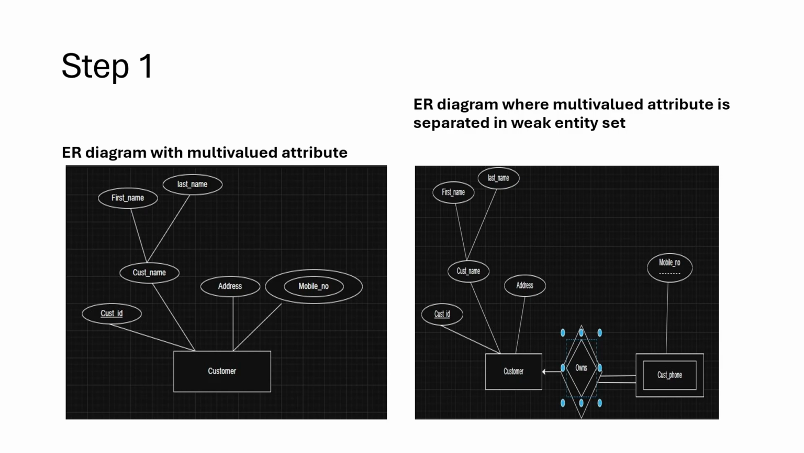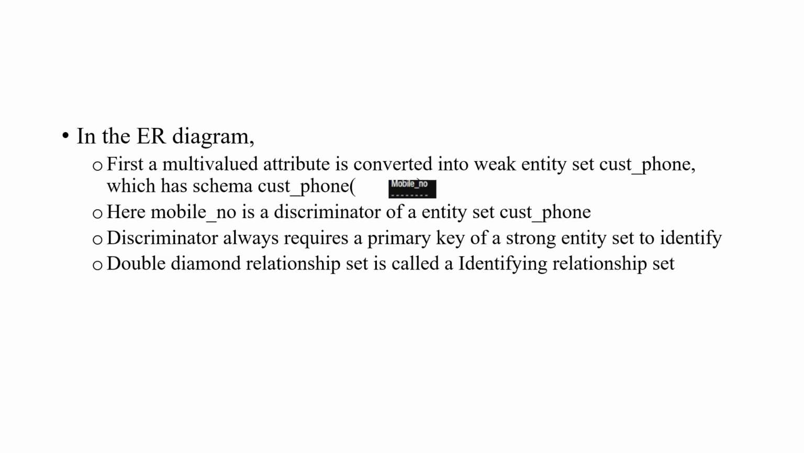Now here you can see the relationship set is represented by a double diamond. Why? When you represent the relationship set by a double diamond, it is called an identifying relationship set. Now the identifying relationship set indicates that the relationship cardinality from the customer, that is the strong entity, to the weak entity set is one to many, because one customer may have n number of phone numbers, or in other words, a number of phone numbers can be associated with one customer. That's why the cardinality between customer and customer phone number is one to many. So this is the first step while converting the multi-valued attribute into the relational model.